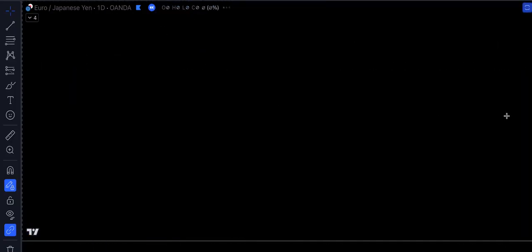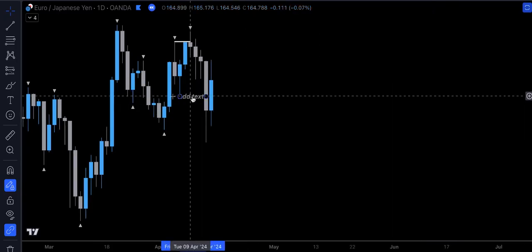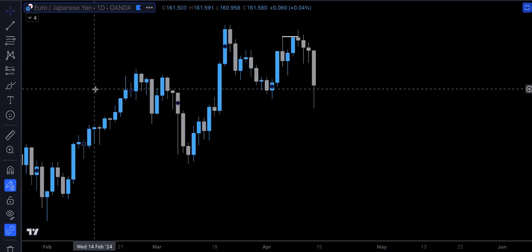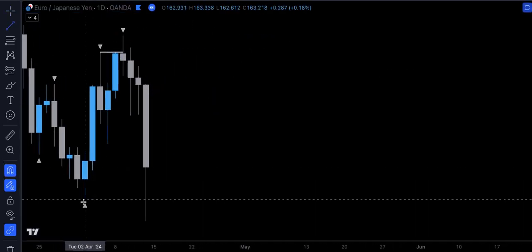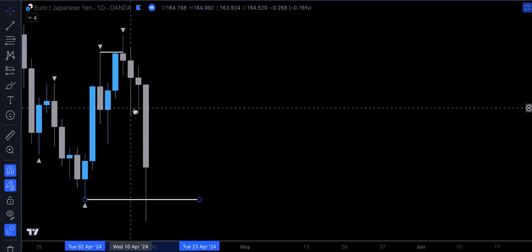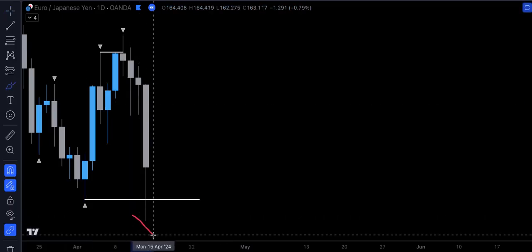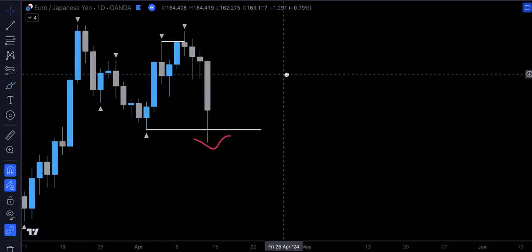And let's pop back over to the daily so we can objectively identify our sweep of liquidity. So in terms of the daily, what you can see is we have this fractal low right here. We swept that liquidity, and now price has started to reclaim because we've closed back above this key level. Okay, so we can see that just by looking at the daily perspective.